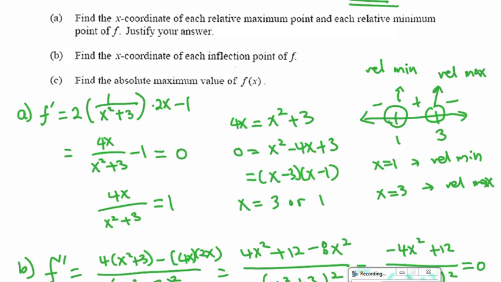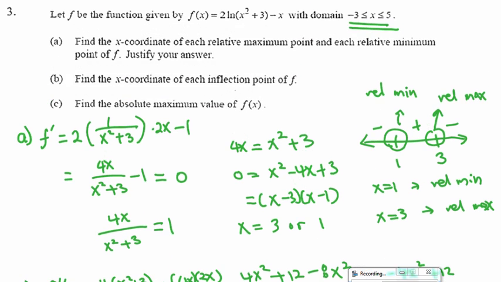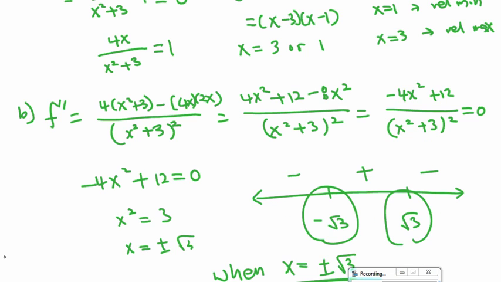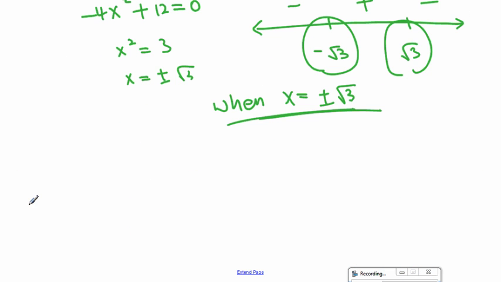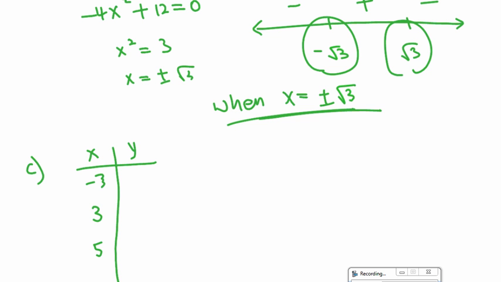Now part C. Find the absolute maximum of that value. In order for us to find the absolute maximum, what we have to do is check the endpoints along with potential max points. So we are looking at negative 3, 5, and then 3. Let us compare all three values: negative 3, 3, and 5.